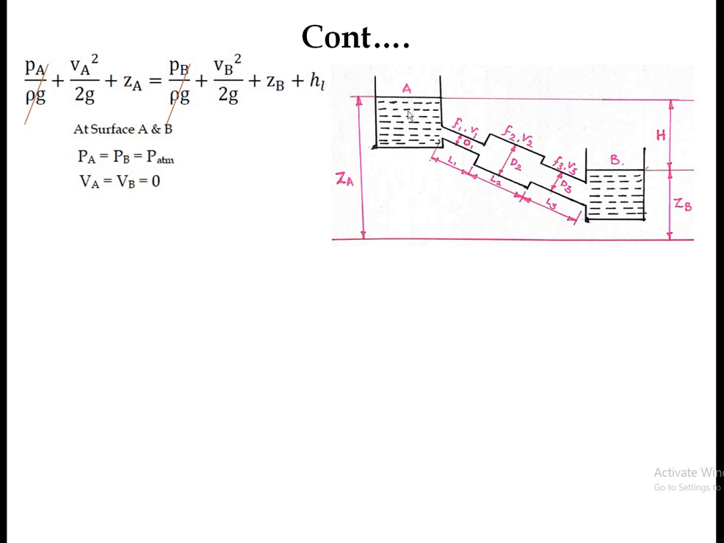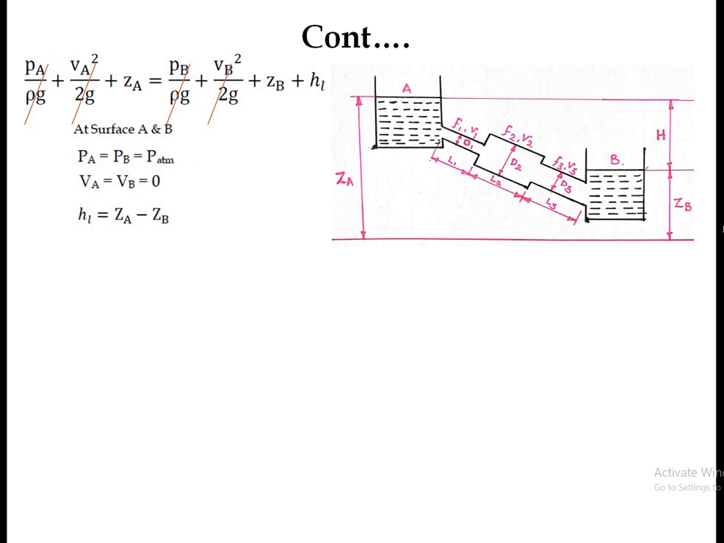Since the fluid is in the reservoir, that means the fluid is in the rest condition. So velocity at surface A and at surface B is equal to 0. Therefore VA square upon 2g and VB square upon 2g get cancelled, and finally we get the equation HL equals ZA minus ZB.